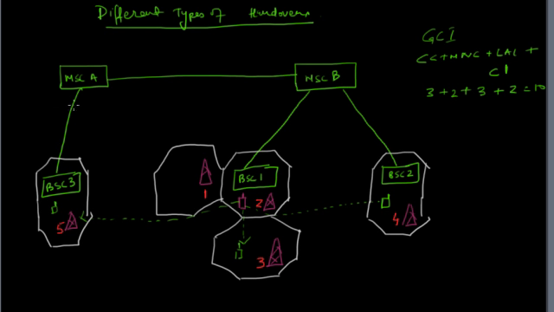So the first case handover is called the intra-cell handover. The second one is inter-cell handover. The third one is inter-BSC handover. And the fourth one is inter-MSC handover.